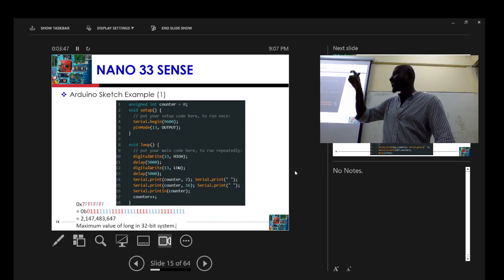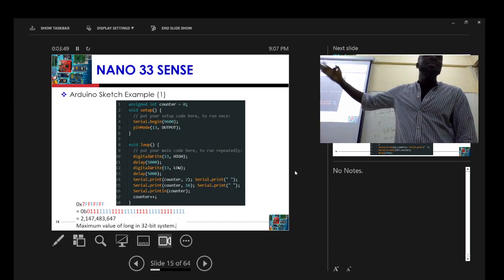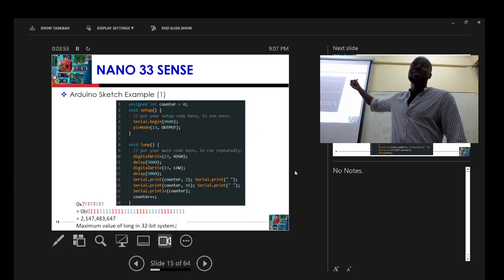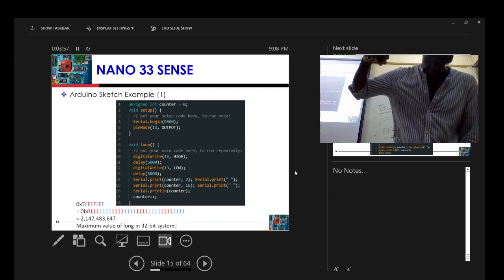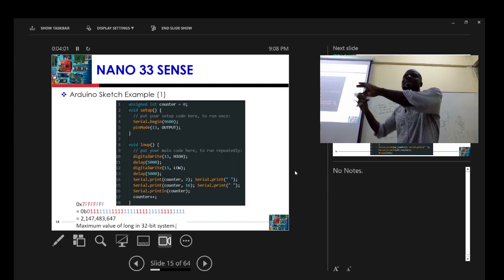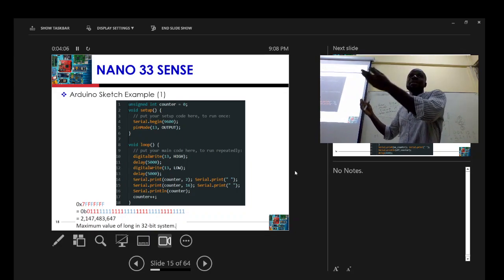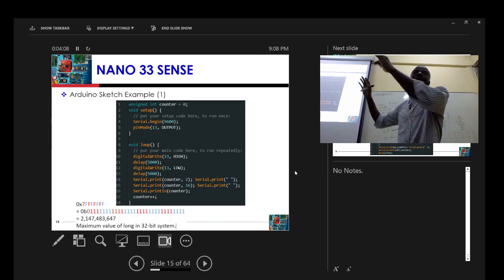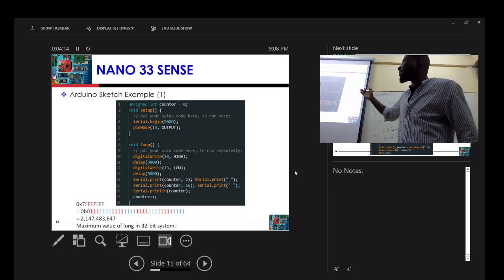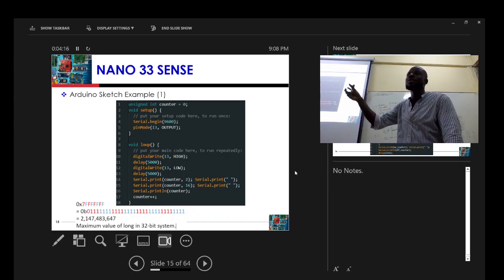You see that everything here is a library. Delay is another library, right? And I think I explained the delay library the last time. The delay library takes a value, and the value within there is in milliseconds. So if I write delay 5,000, what does that mean? 5 seconds, because the delay takes milliseconds values.